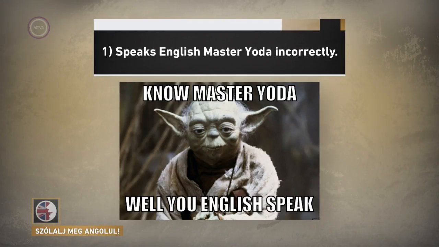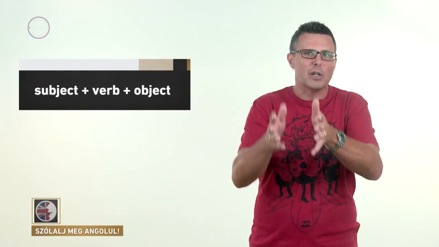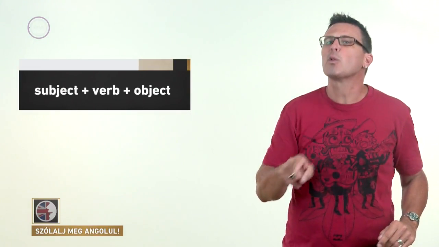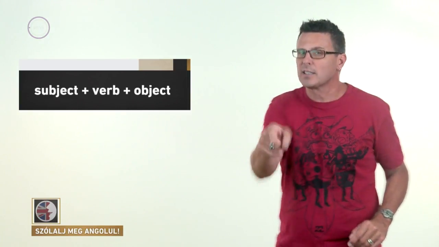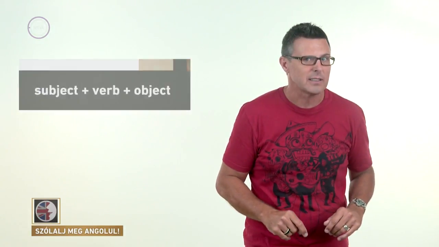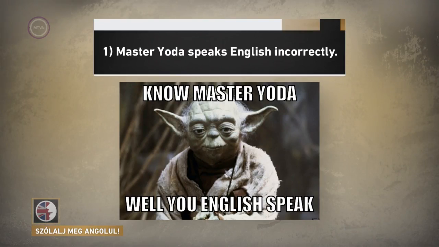Okay, the first one features that small, green, hairy kung fu master, Yoda. And this time, it's a sentence about him, not a sentence from him. Okay, what tense are we using in this sentence? It's the present simple, isn't it? Yes. Okay. Well, in that case, subject, verb, object. And remember to watch out for the correct conjugation. It's a sentence about the third person singular, isn't it? So, what have you got? Master Yoda speaks English incorrectly.